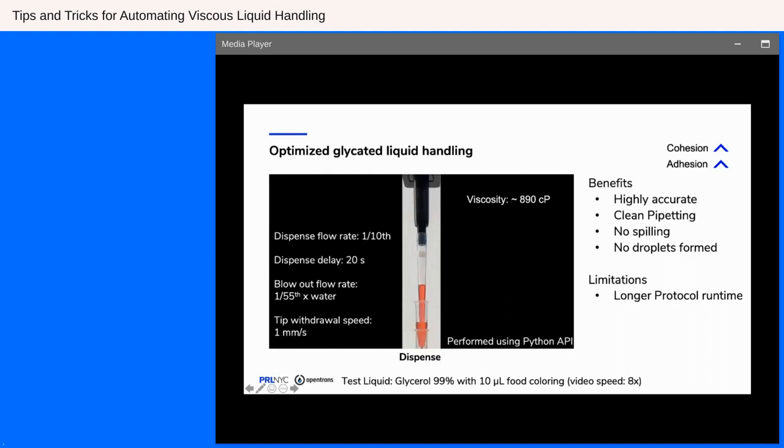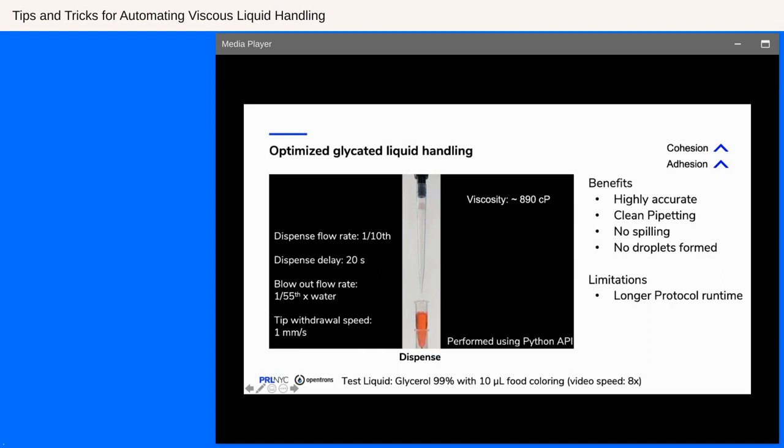Here we go. We are dispensing at 1/10. After the dispense is complete, we are waiting for 20 seconds. Now we are withdrawing the tip a little bit above the surface and the blowout is performed. The withdrawal was done at 1 millimeter per second, and you can see the tip is pretty clean. There is no spilling around, and minimal droplets are sticking to the tip.